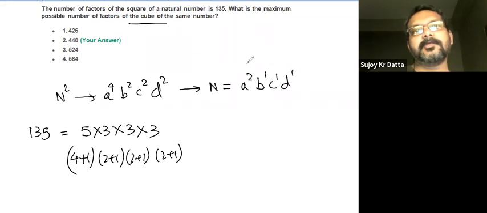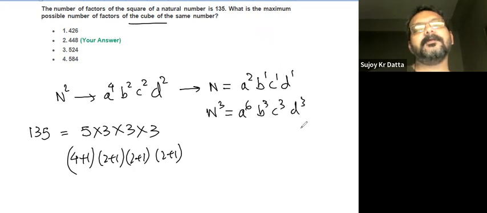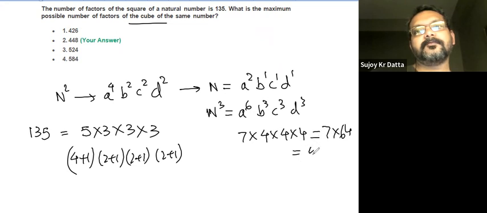Now they're asking for the cube of this, so n cube would be a to the power 6, b cube, c cube, d cube. And the number of factors of this will therefore be (6 plus 1), 7 times 4 times 4 times 4. So that's 7 times 64. And that's 448. So the answer is option 2.